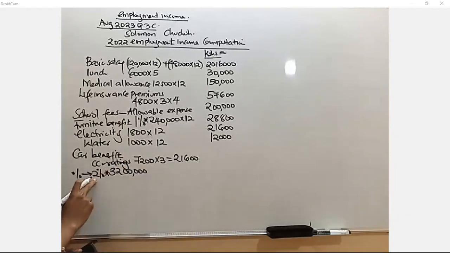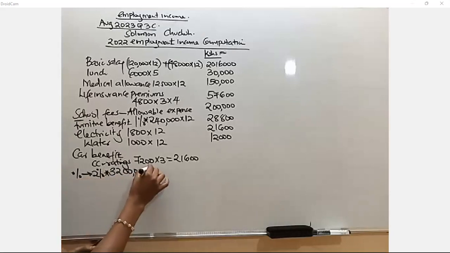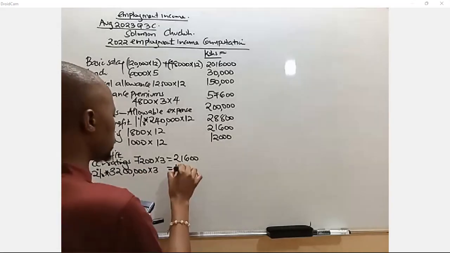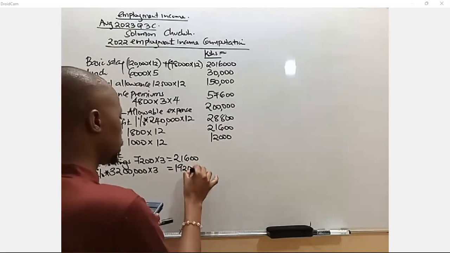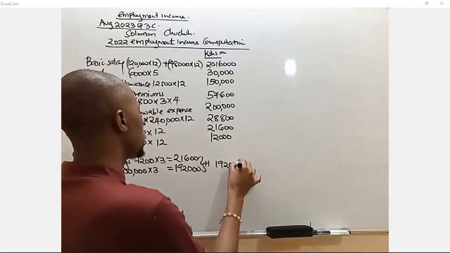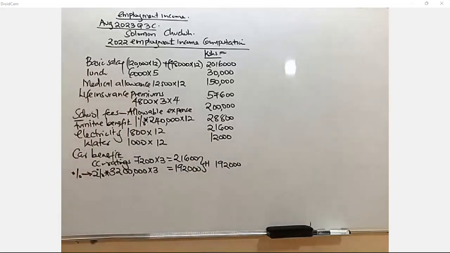Now you're doing it per month. 2% is per month, then you multiply by 3 months. So how much is it? In simple terms, you just need to take 0.02 times 3 times 3.2 million. You are getting 182,000. In this case, you take the higher, which will be 182,000.